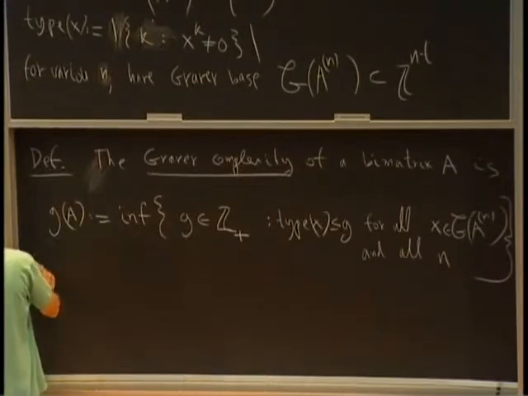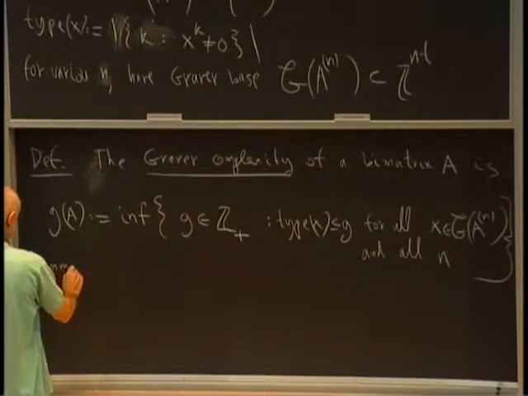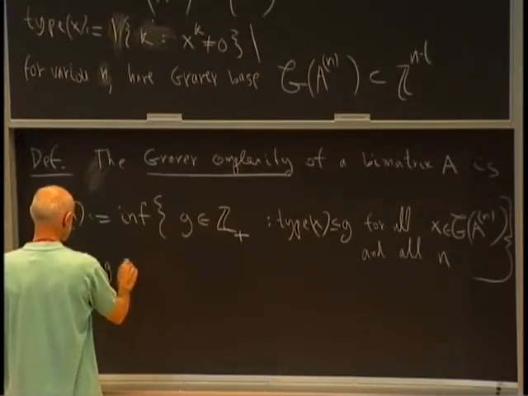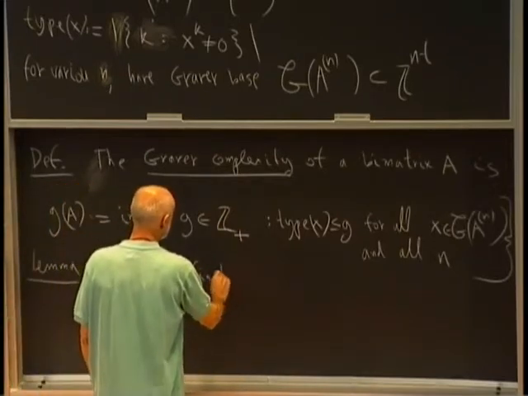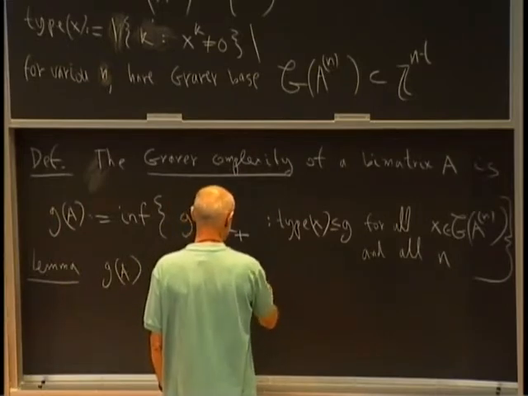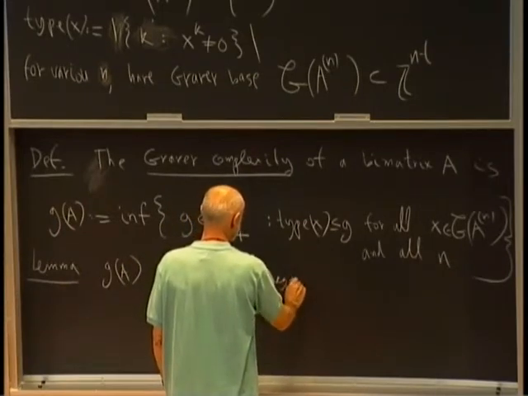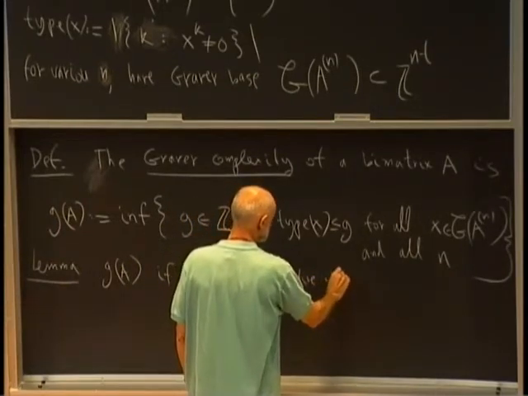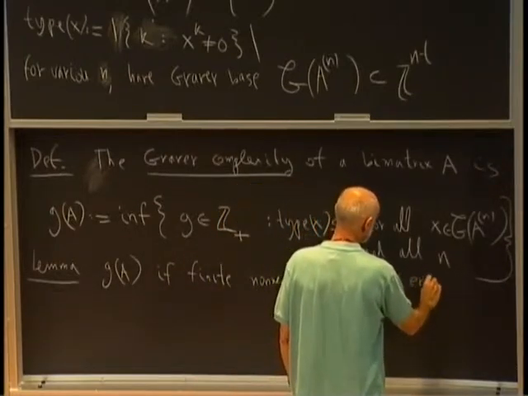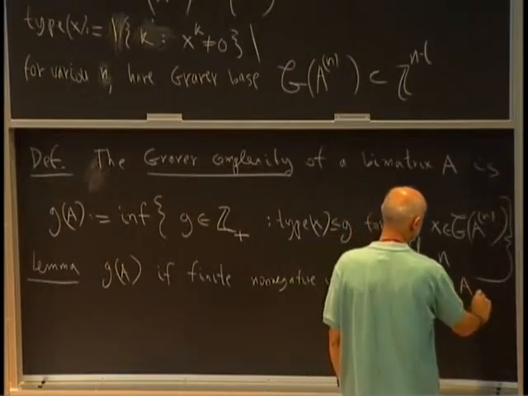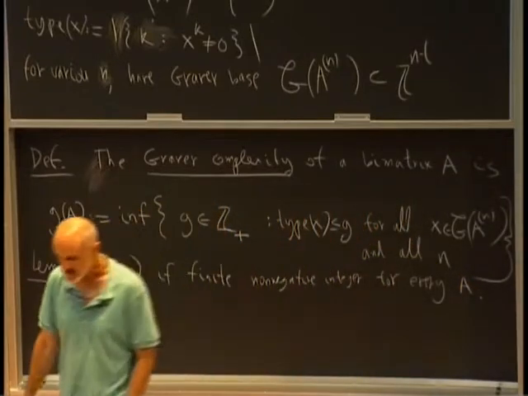So here, let me write it as a lemma. Lemma: g of a is a finite non-negative integer for every a.